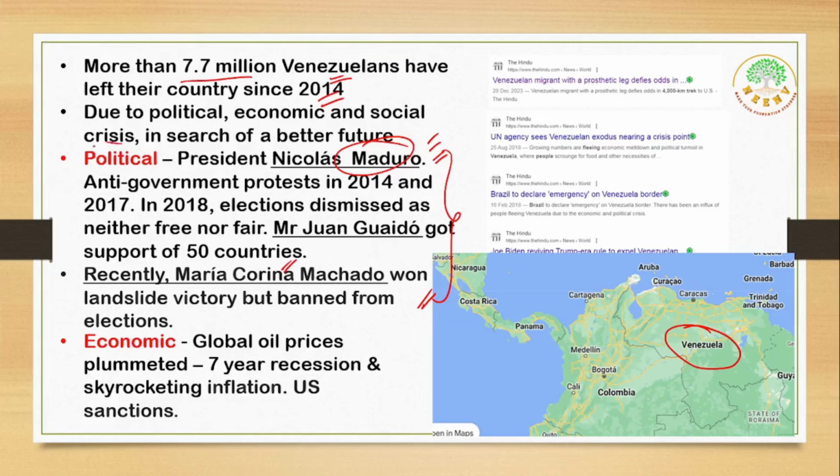And because of this political conflict and because of the actions of Maduro and his dictatorship, USA, which is the harbinger of democracy, which tries to support democracy in every country, put lots of sanctions. So on one side there is a political crisis, on the other side an economic crisis, with oil prices falling and skyrocketing inflation. And because of US sanctions, many countries stopped buying oil from Venezuela, which further aggravated their issue. Because of all this, the people started leaving the country, fleeing to other countries.